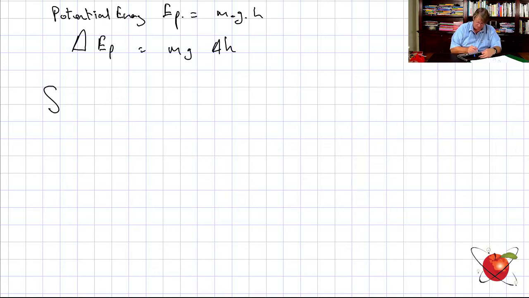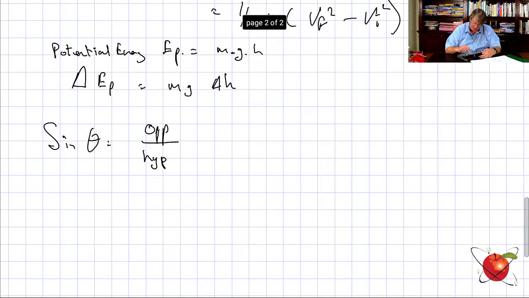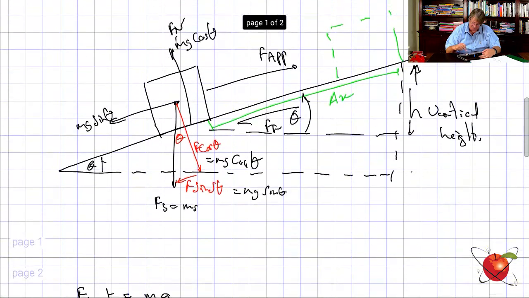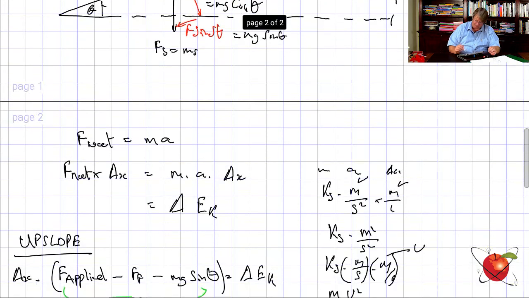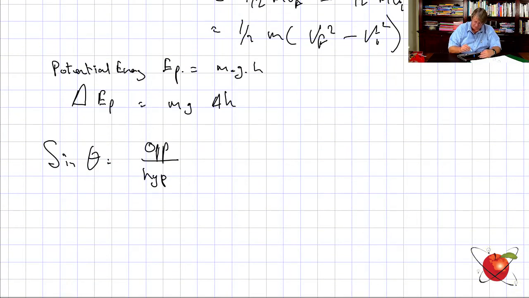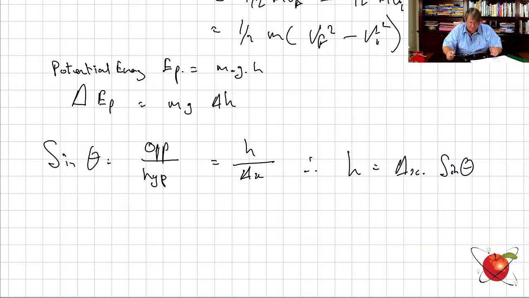Sine theta is equal to opposite over hypotenuse. Let's just go back. The sine of the angle theta, stop there, and let's just put it onto red. The sine of this angle is opposite, h, over hypotenuse. So it's height there over the delta x, isn't it? Sine theta is equal to h over delta x. Okay? It's critical that you stay with me here. Sine theta is equal to h over delta x. Right? Therefore, h is equal to delta x times sine of theta. All right?